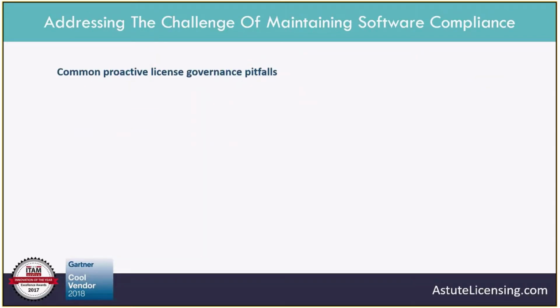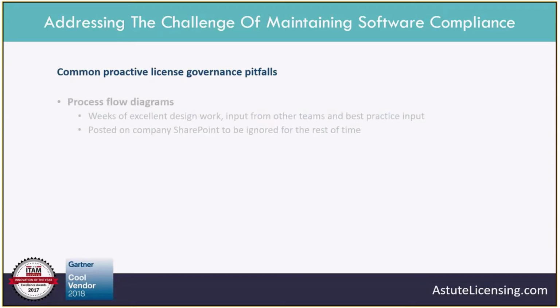So the common proactive pitfalls around this are that people use process diagrams. So here's a software request process. We're going to build this in a Visio flow diagram. We work with the organization to say what that should look like. We build it on Visio, we put it in SharePoint, and everybody ignores it for the rest of the time. This is one of the most common pitfalls that organizations fall into. Governance without enforcement does not work.